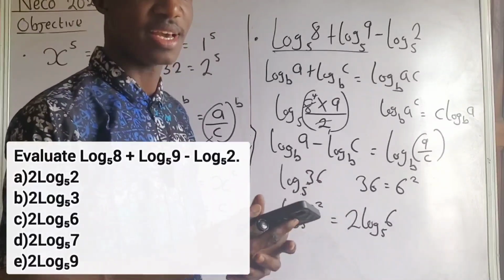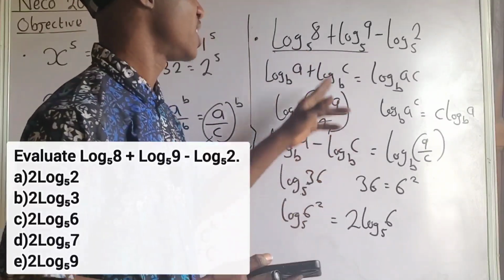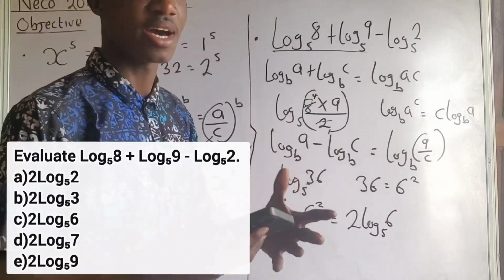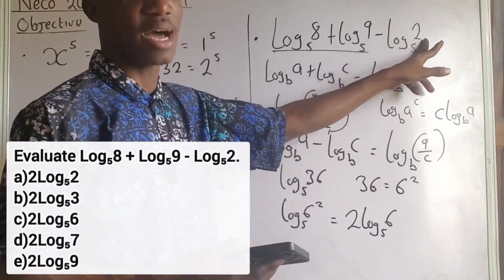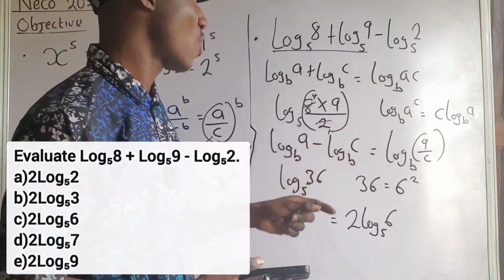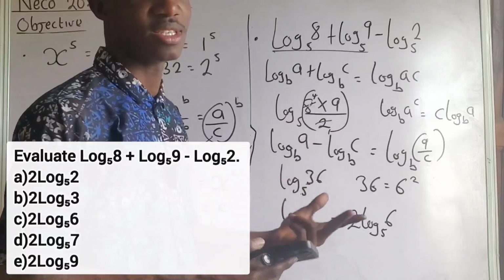Listen to the explanation again. The sum of logs is the log of the product. So if I have log 8 base 5 plus log 9 base 5, it can be written as log 8 times 9 base 5. You understand? And because I have minus here, I'm going to divide it by 2. You get it? So 2 into 8 is 4, 4 times 9 is 36.